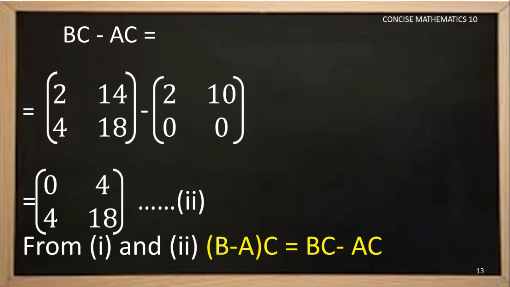So, in sub question 2 also, the values on the left hand side are equal to the values on the right hand side. Hence, we can say that (B − A)C is equal to BC − AC. By this, we can also say that the distributive property of multiplication over subtraction holds good with matrices problems. So, question number 15.